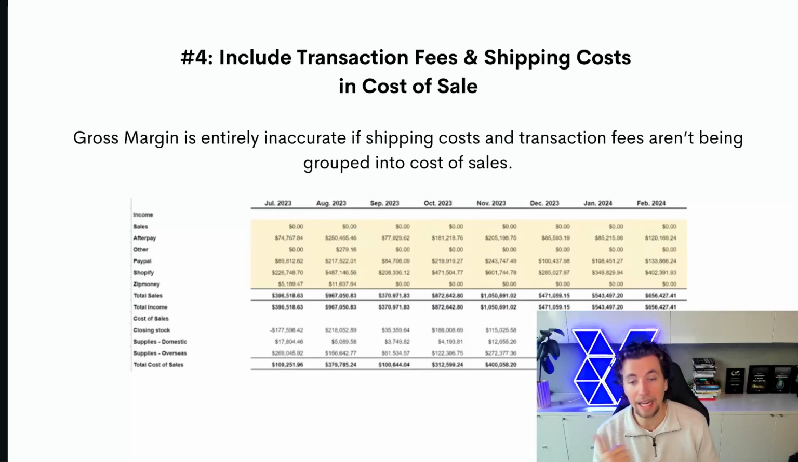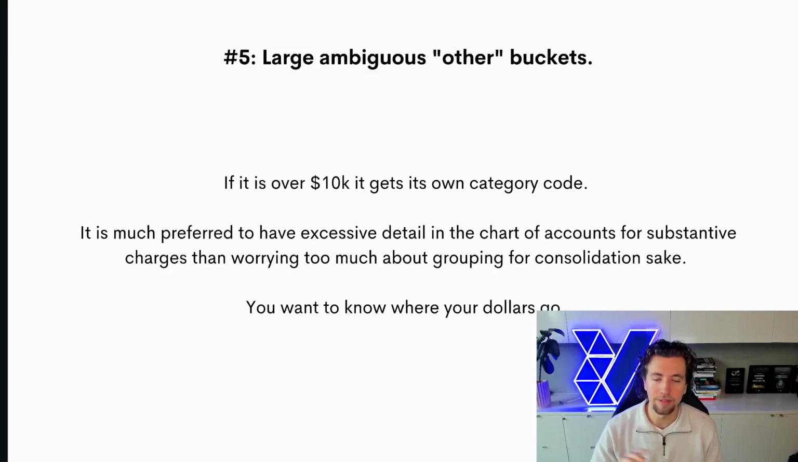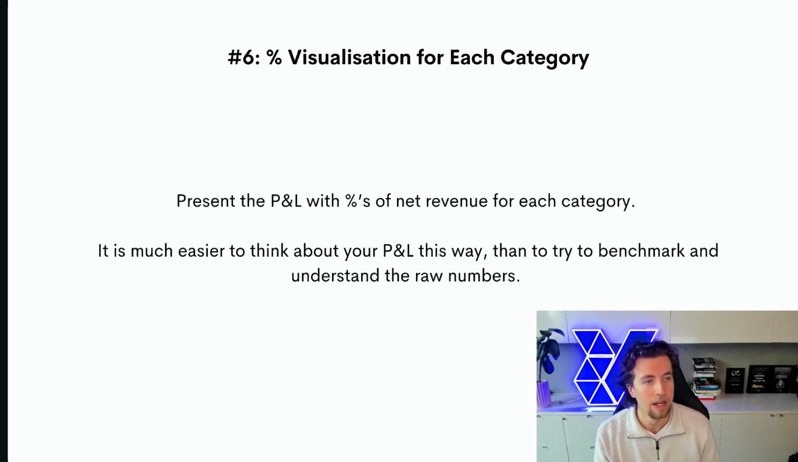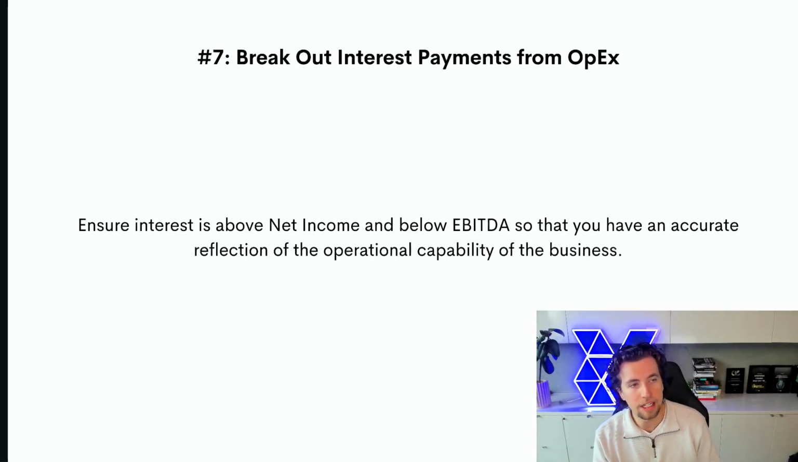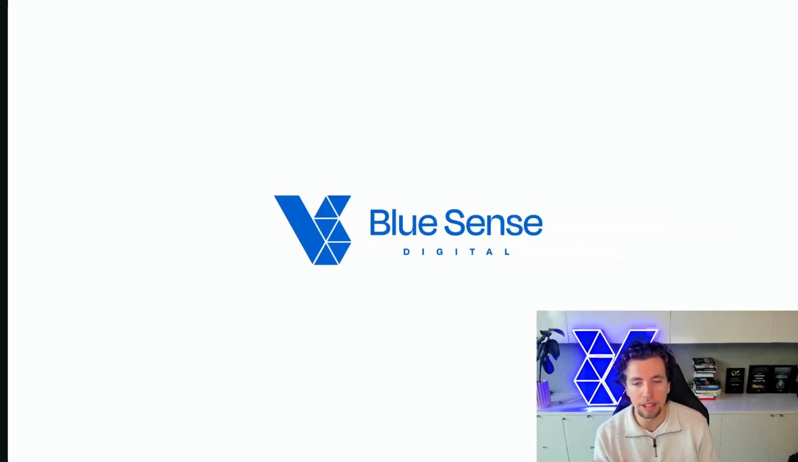Make sure that you're actually getting an accurate gross margin figure by including all of the relevant variable costs associated with delivering a product to the end consumer. Make sure that you don't have large, ambiguous other buckets that are fluctuating by thousands, if not tens to hundreds of thousands of dollars per month. Number 6 is make sure there's percentage visualization for each category so that you can actually draw actionable insights quite quickly and apply them into the business. And number 7 is break out interest payments from operating expenses so that you can get an accurate reflection of the operational capability of the business.